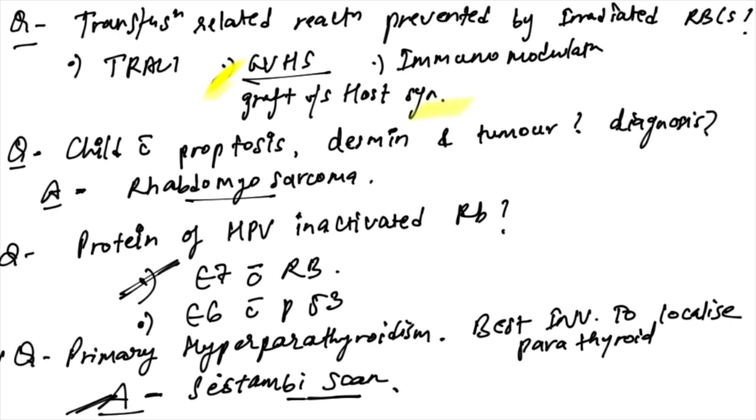Now child with proptosis, desmin positive tumor. What is the diagnosis? The rhabdomyosarcoma is the diagnosis for this and the answer for this question. Now protein of HPV inactivated RB. So in retinoblastoma, E7 protein is involved. Now in primary hyperparathyroidism, best investigation to localize parathyroid is sestamibi scan. This is very much important.